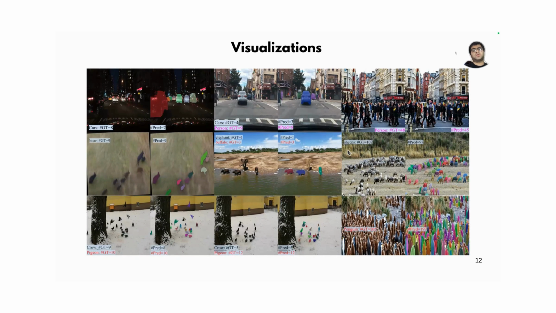Here are some visualizations from the OmniCount-191 dataset. You can use OmniCount to count the different instances present in the dataset. As we can see, OmniCount can count objects across various scenarios with various densities accurately, encompassing vast diversity in classes, starting from cars to human beings to animals to birds and so on.